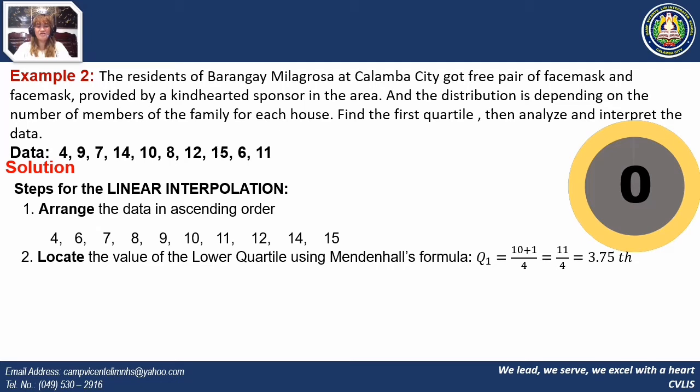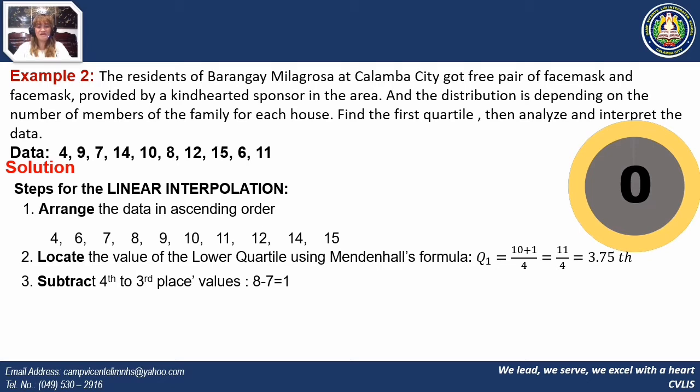Locate the value of the lower quartile using the Mendenhall formula. So we have Q sub 1 is equal to (10 plus 1) all over 4. So we have a quotient of 3.75, for locating the first quartile. So it means that the first quartile lies between the third and fourth position. Subtract the fourth to the third place values.